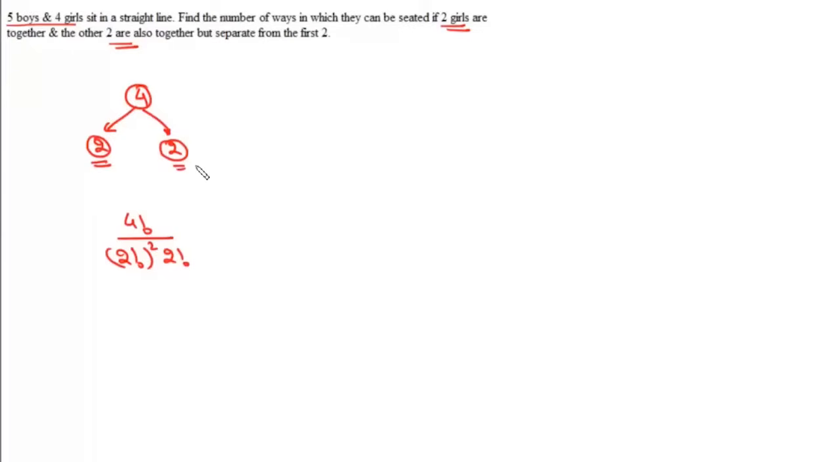Now we have to separate these 2 groups. For that we'll use the gap method. So first we'll arrange these 5 boys. So these 5 boys can be arranged in factorial 5 ways. So now we have B1, B2, B3, B4 and B5, and by placing these boys we have created 6 gaps. Now if we have to separate these 2 groups, we have to arrange these 2 groups in these 6 gaps.